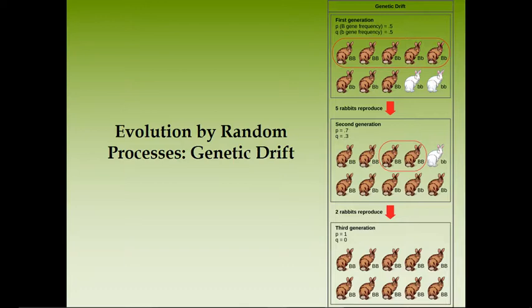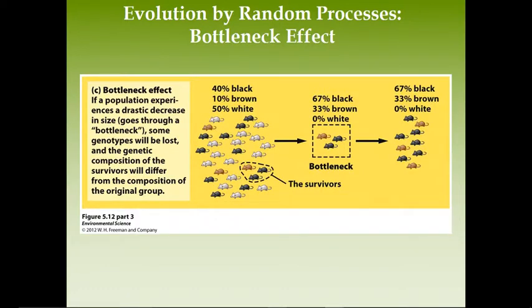Normally, if all individuals of a population reproduce, then the gene frequency stays the same. However, since only parts of the population reproduced, eventually the white rabbits were weeded out. And you can see that as you look down the example. This is an example of the bottleneck effect.